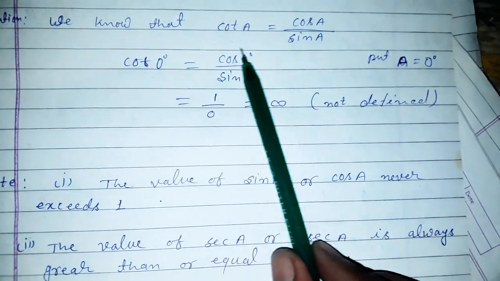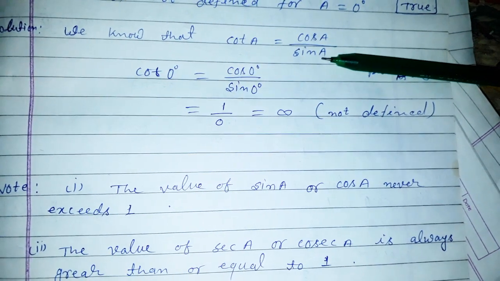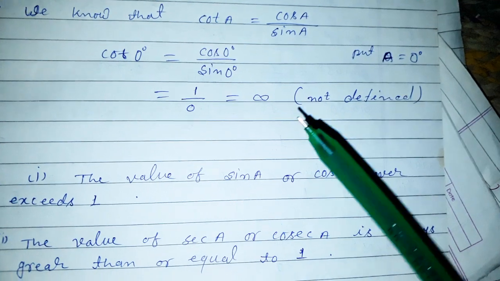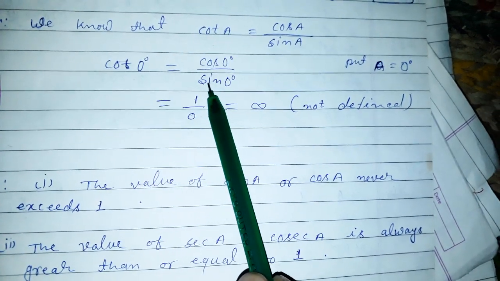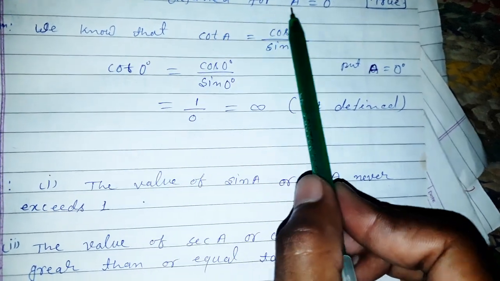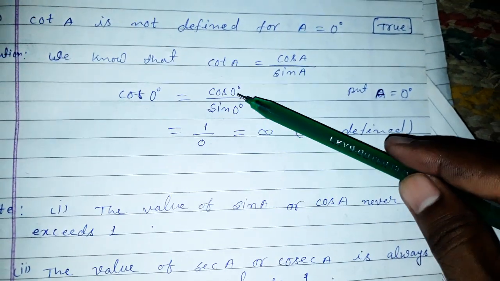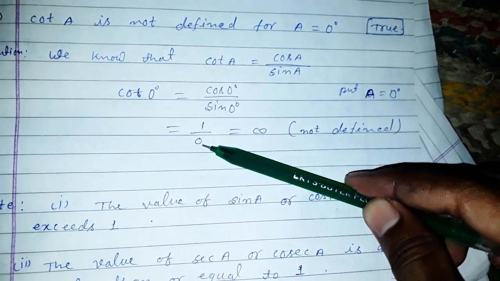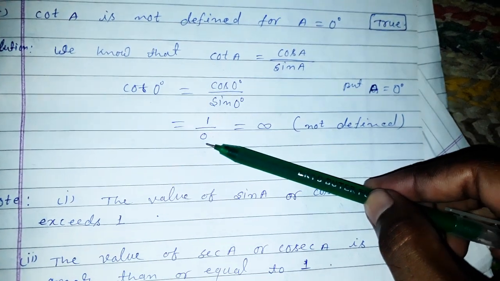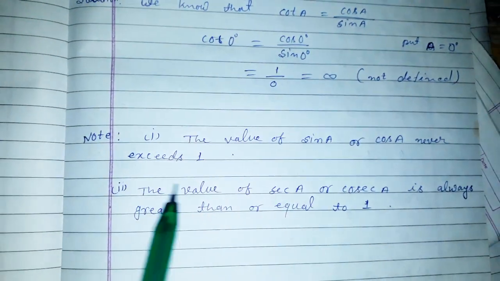So first, here cot A is cos A upon sin A. Put the value of A equal to 0 degree, so cos 0 upon sin 0, this is cot 0 for A equal to 0. So cos 0 is 1, but sin 0 is 0. If any value is divided by 0, the value is not defined, so this statement is true.